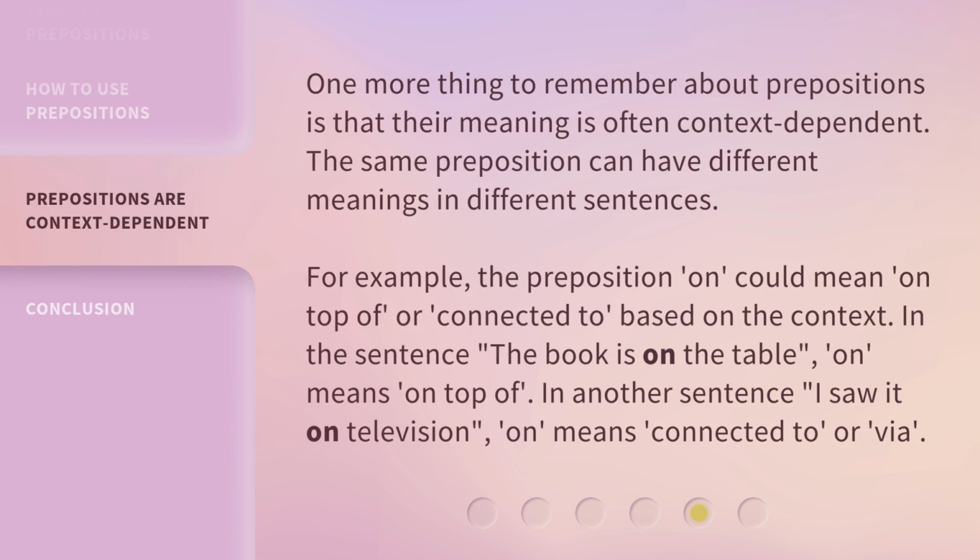One more thing to remember about prepositions is that their meaning is often context-dependent. The same preposition can have different meanings in different sentences. For example, the preposition on could mean on top of or connected to, based on the context. In the sentence, "The book is on the table," on means on top of. In another sentence, "I saw it on television," on means connected to or via.